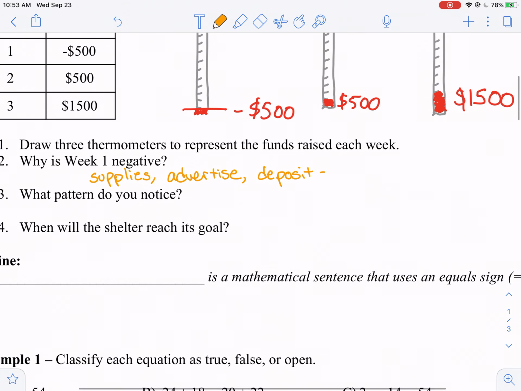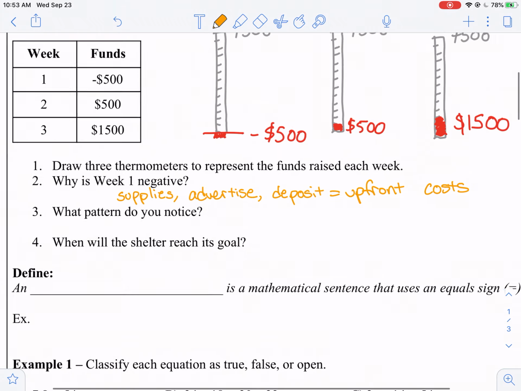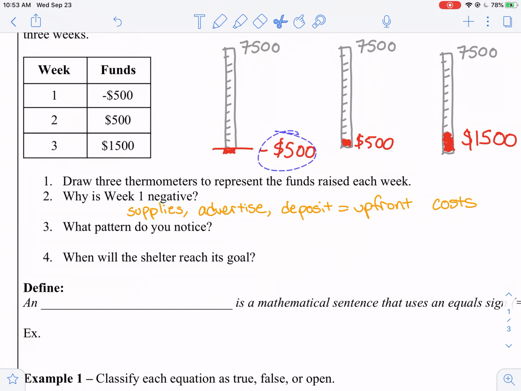We call these upfront costs because you do them up front. You do them at the beginning. So these are called upfront costs. These are all reasons that you would be in the negatives when it comes to money. And then let's look at the pattern. What pattern do we notice?